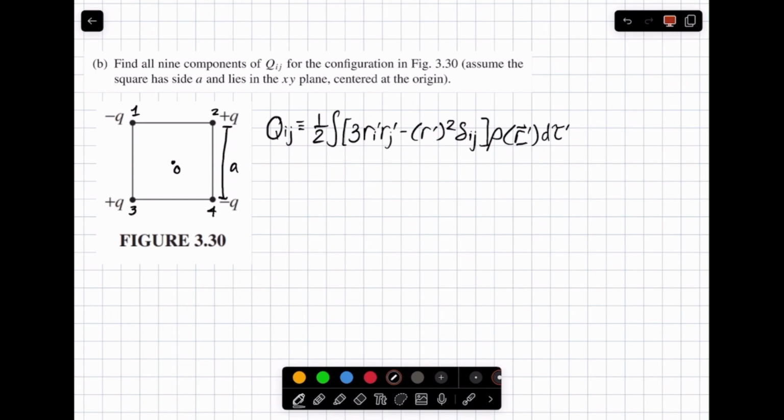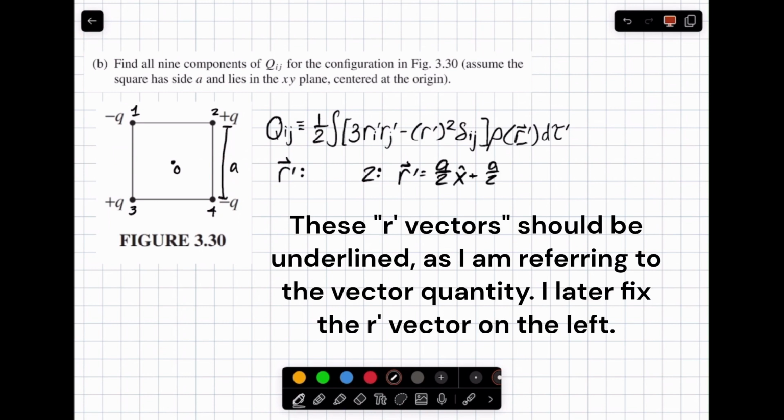I brought down the definition of our quadrupole moment, so we can evaluate those 9 components. But first I'm going to figure out what we know about r prime for all cases. You'll notice, if we just look at number 2 here, I can write r prime like such. We have a/2 in the x direction, a/2 in the y direction.